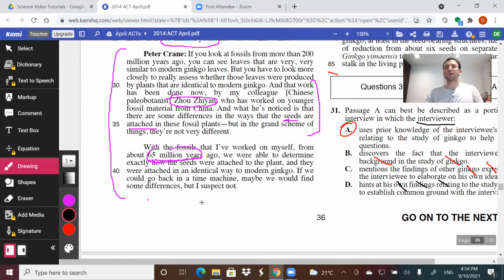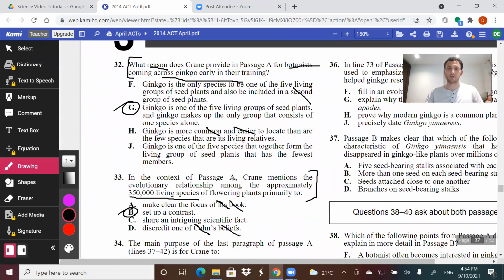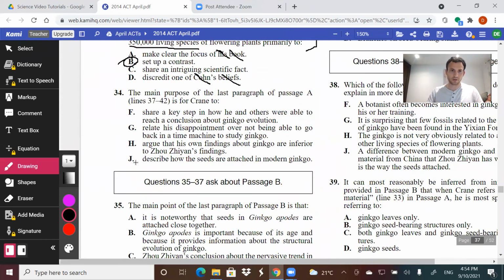So essentially, the function of the last paragraph is for Crane to make the point that the modern ginkgo isn't really any different than its ancestor dating back 65 million years, or is not that different as far as he's aware. To share a key step in how he and others were able to reach a conclusion about ginkgo evolution, maybe. Relate his disappointment, no disappointment. And no time machine. That one's actually kind of funny if you read it. Argue that his own findings about ginkgo are inferior. No, he's not comparing himself.